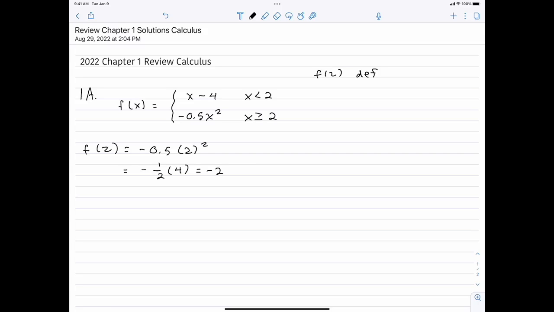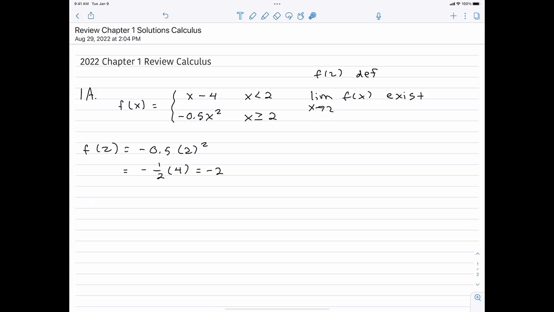Now let's look at the limit. Does the limit as x approaches 2 of our function exist? Well, in this case I'm going to have to look from the left and to the right of 2. In other words, what is the limit as x approaches 2 from the left? What is the limit as x approaches 2 from the right? Are those numbers the same? That's really important. So let's go find out.